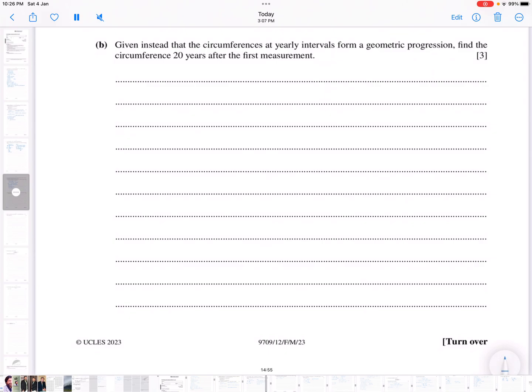B part, given instead that the circumferences at yearly intervals form a geometric progression, find the circumference 20 years after the first measurement. So in geometric progression, my first term is A, my second term is AR, and my third term is AR square, and my nth term is AR to the power n minus 1. So here my A is 5 and my R is my common ratio. So I have to divide 5.02 by 5. So I will get R as 1.004.